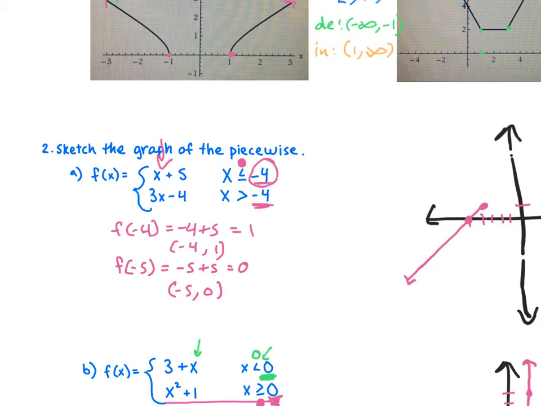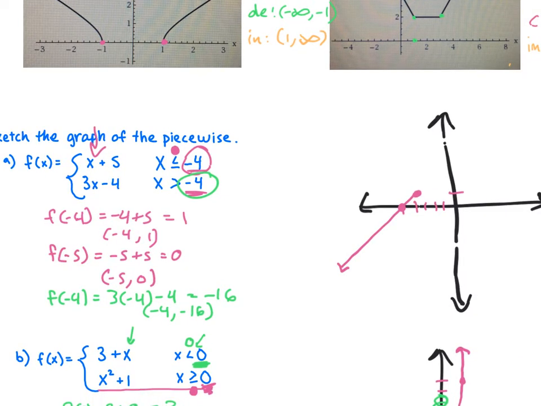For our next part of our piecewise, we're going to plug in -4. So we have 3 times -4 minus 4. 3 times -4 is -12. -12 minus 4 is -16. So our next point is going to be -4, comma, -16. So we go to our graph, we go to the left 4, and then we're going to go down 16. So about there. And then here we're going to put an open circle because it's just greater than.